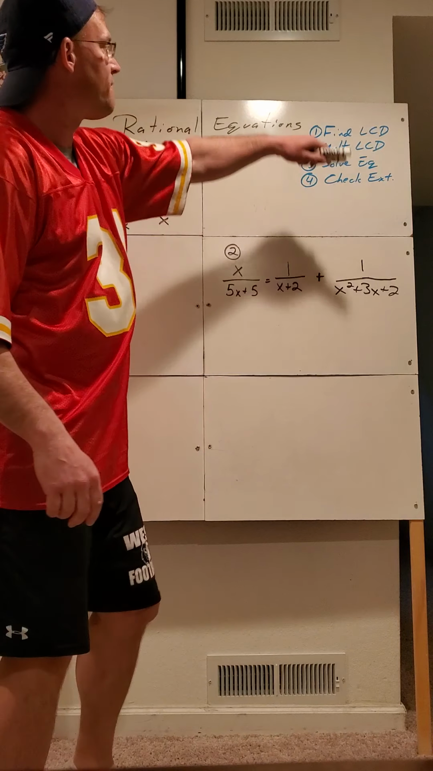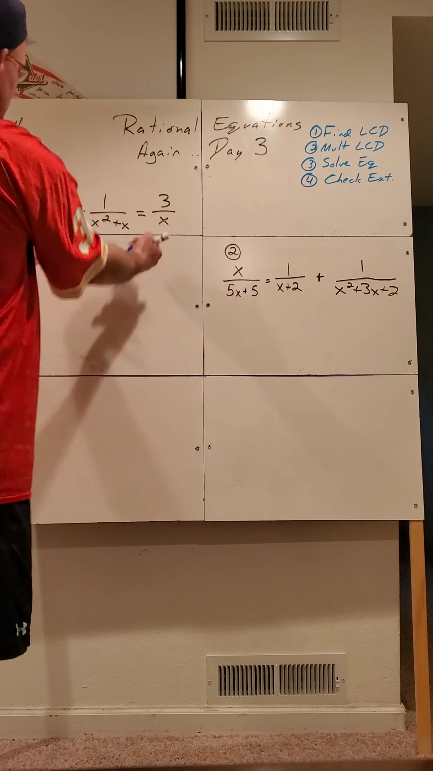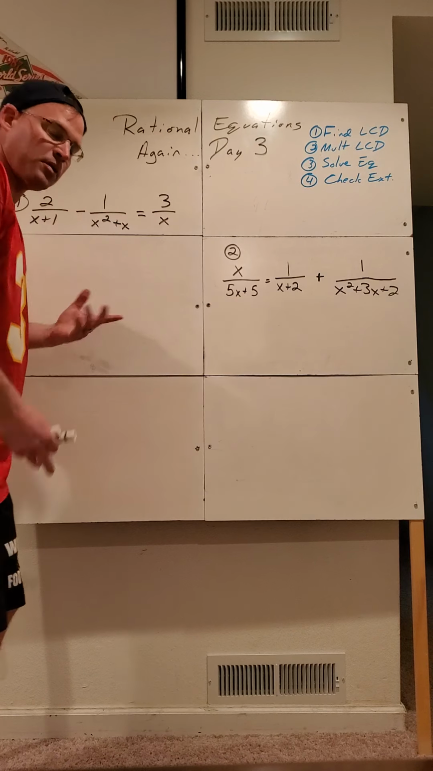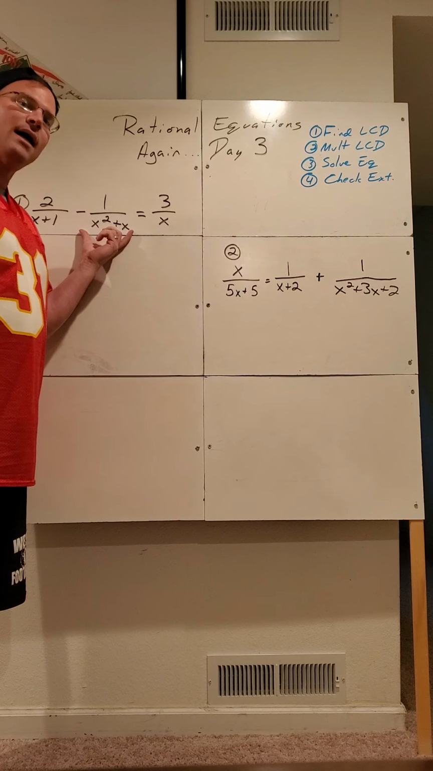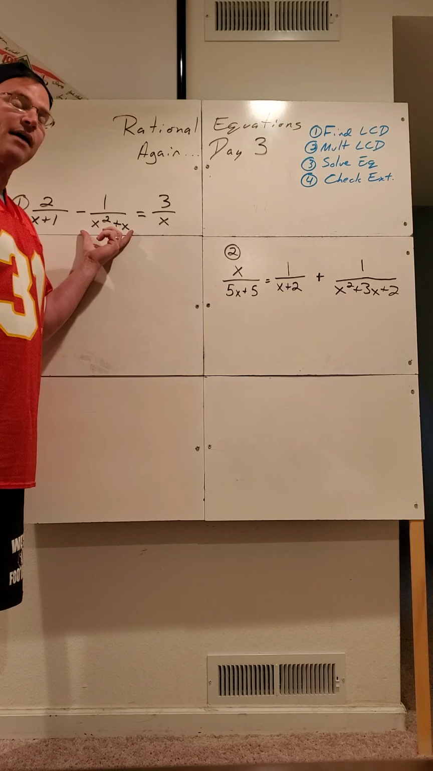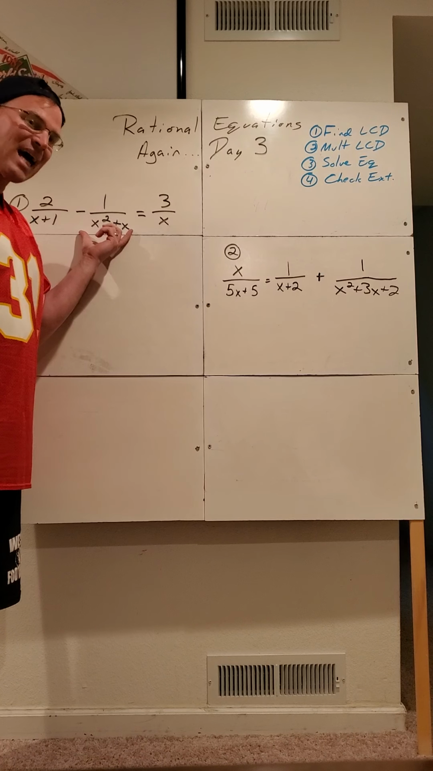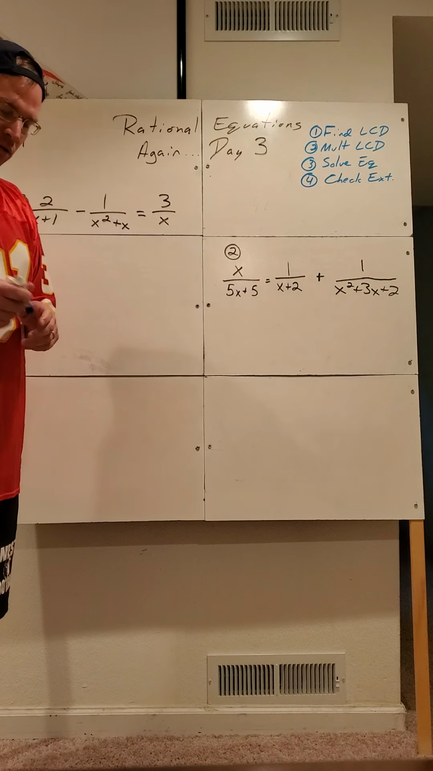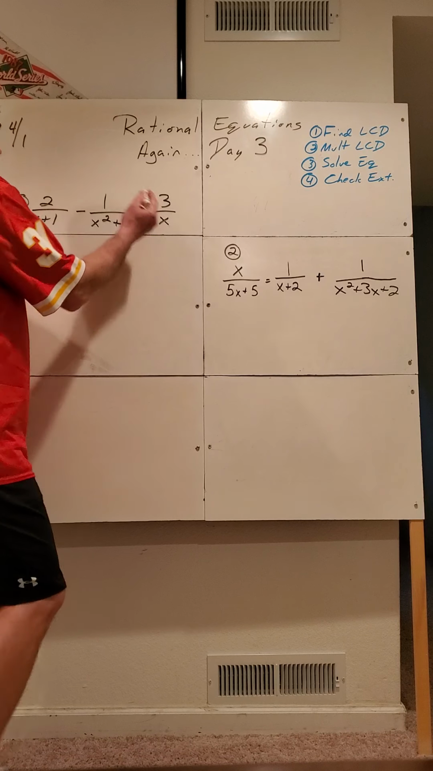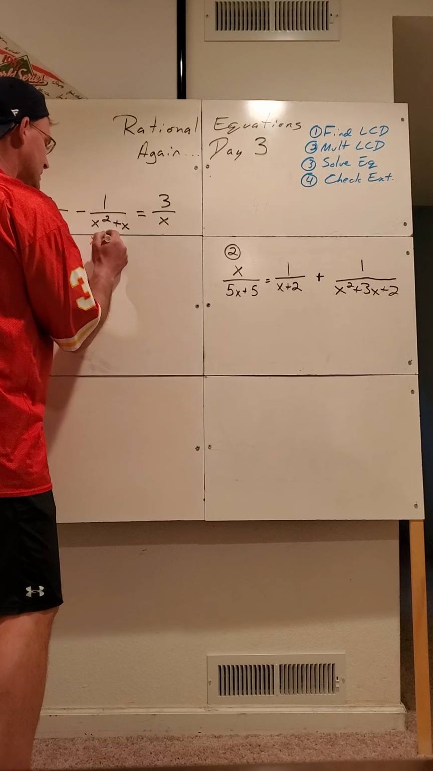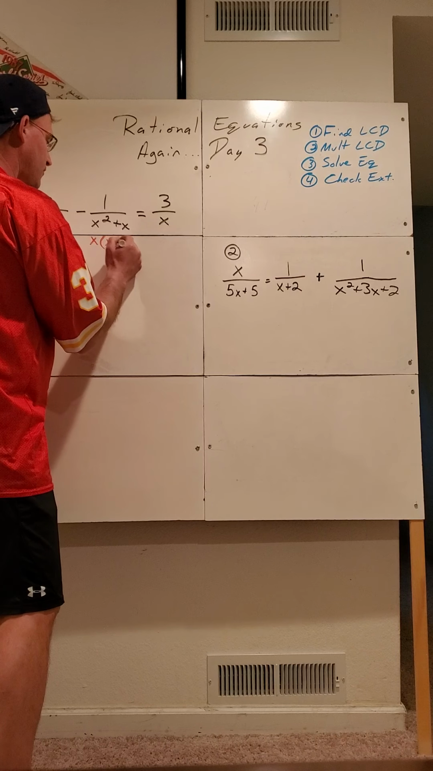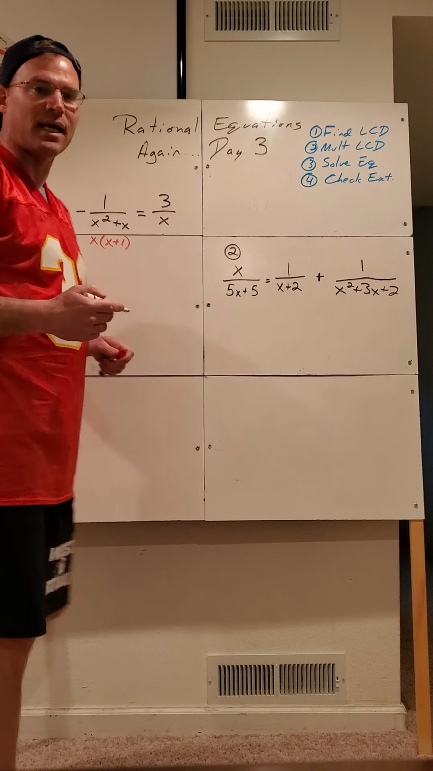Numero uno. Find the LCD. I look at my denominators. What do I see? I got an x plus 1. No big deal. Oh, that's right. I have to factor my denominator before I do anything else. So this, I take a look, 2 terms. It is a GCF. It's x and x plus 1.